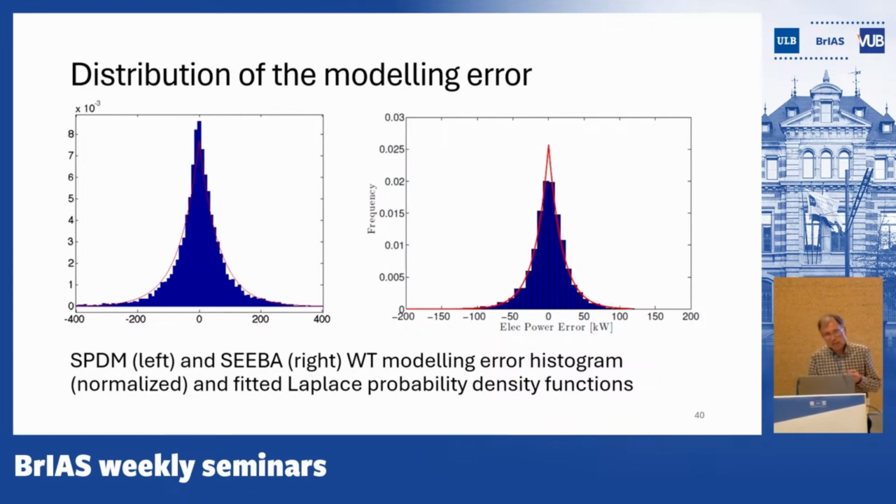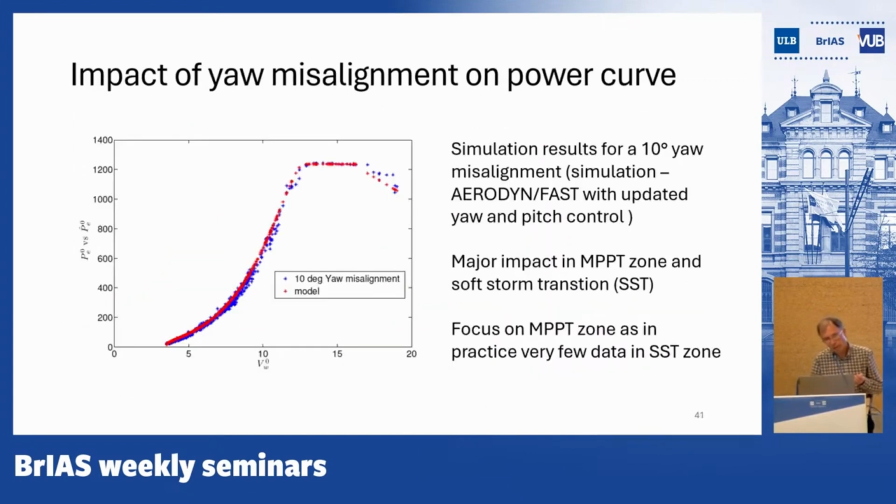And now the idea is to try to see what is the impact of a fault. And here, remember, we look at yaw misalignment. What is the impact of a fault on this error distribution? Can the distribution be used to characterize the presence of the fault or not?